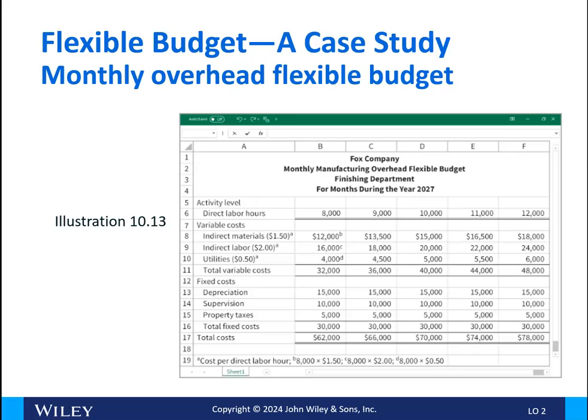Since we're doing monthly budgets, we take the monthly amounts for fixed costs. That's going to be the same regardless of the activity level. So that's why you see the same numbers repeated in each of the columns, because fixed costs do not change with changes in activity level.